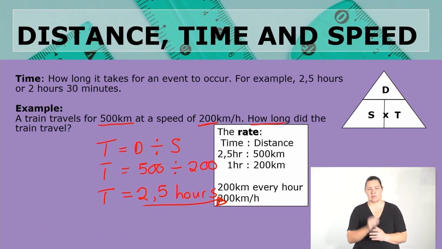So when we are looking at 2.5 hours here, what is the rate for this whole question? Time is to distance. That's 2.5 hours is to 500 kilometers. When we simplify that, that gives us 1 hour is to 200 kilometers. Remember, that was the rate there, 200 kilometers every hour. That is 200 kilometers per hour.